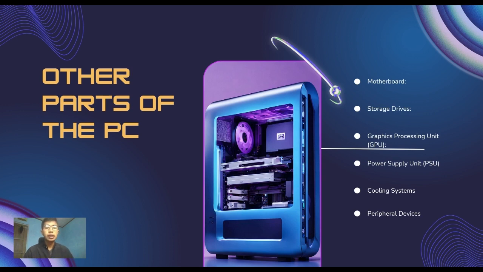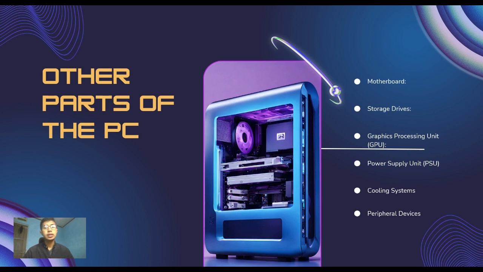In order, the cooling system. The function of the cooling system is cooling the PC. If it is overheating, the cooling system will work. The cooling system works on the PC to remove heat, or we can say to cool down the temperature of the PC.